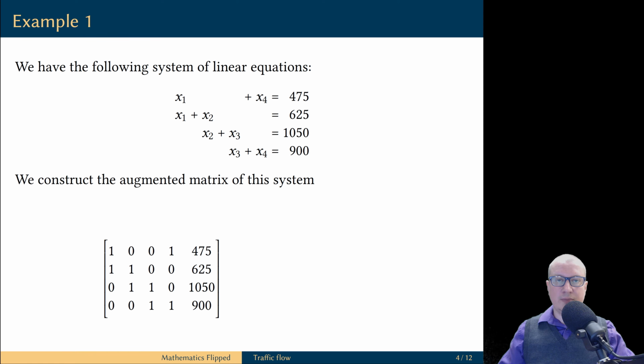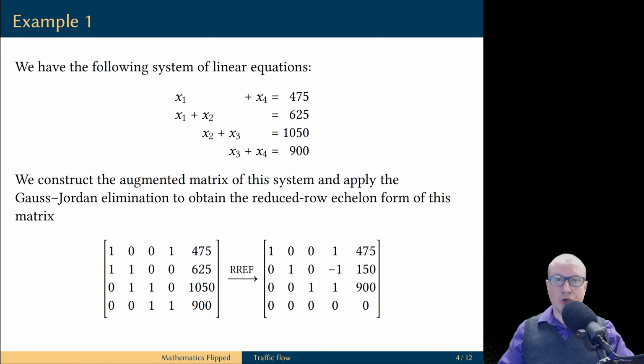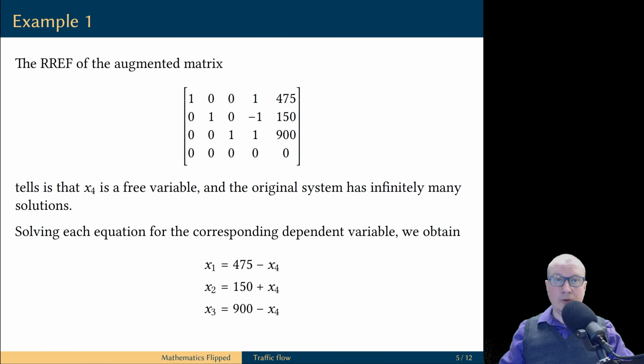To solve the linear system, we first construct its augmented matrix, and then we apply the Gauss-Jordan elimination algorithm to find the reduced row echelon form of this matrix. You may want to check out this video, which explains how to do it. Now, looking at the reduced row echelon form of the augmented matrix, we see that x1, x2, and x3 are the dependent variables, and x4 is a free variable. We solve each equation for the corresponding dependent variable in terms of the free variable, and we see that there are infinitely many solutions because the free variable x4 can take on any value.